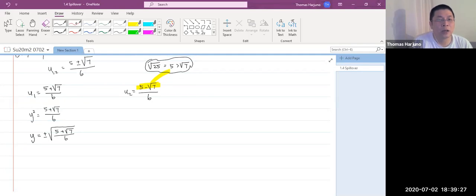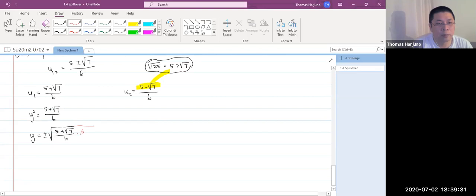Okay, now then I need to rationalize the denominator, right? Then we multiply the top and the bottom by 6. So I get y equals plus minus square root of 30 plus 6 radical 7 over 36. So that I can bring the over 36 out, becomes 1 over 6 square root of 30 plus 6 radical 7.